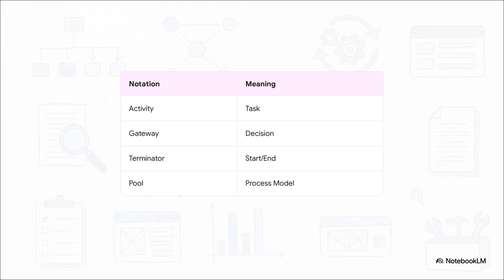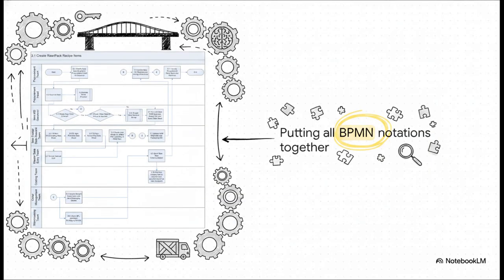It uses a very specific set of common notations so that anyone looking at the blueprint knows exactly what's going on. We've got activities or tasks, which represent the actual work being done. We use gateways to show decision points in the process. We've got terminators for the starting and ending points. And we house all of this inside pools. These represent the entire process model and contain all the participants, and they're usually divided into specific lanes for a single department or role. And here's where it gets cool.